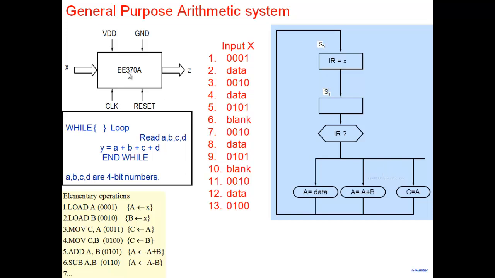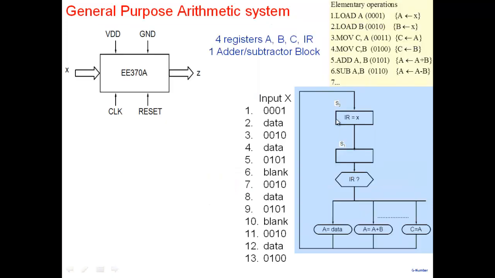So this is my system. If I have a system like this, it will execute these instructions that you see. Of course, I have to generate control signals to carry these out: A equal to data, A equal to A plus B, or C equal to A. Okay, how do I implement this? So this is what we have now, a general purpose arithmetic system. Let me call it by a fancy name, arithmetic system. 4 registers are there, A, B, C, IR, and 1 adder subtractor block. These are our elementary operations here. This is our ASM chart of how it will execute these operations.